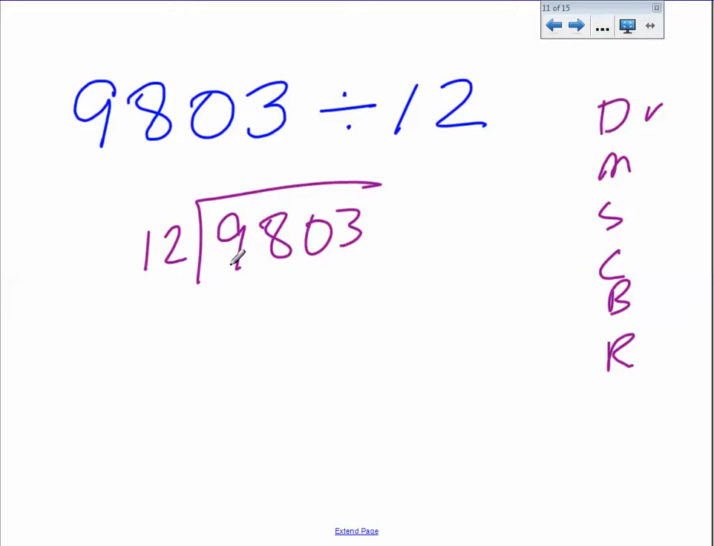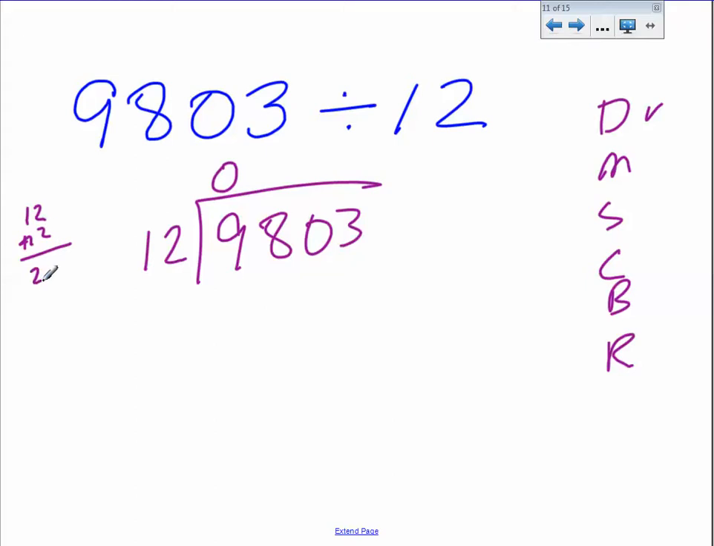I can't get any 12s out of 9. If I've got $9, I can't give anybody 12. So there we go. Put a 0 there. Move over to the 98. Now, here again, hopefully you know your 12s in your multiplications. If not, come over here to the side and check.